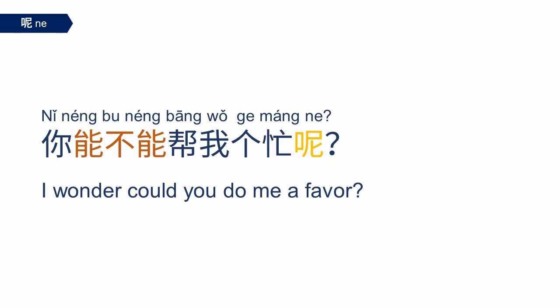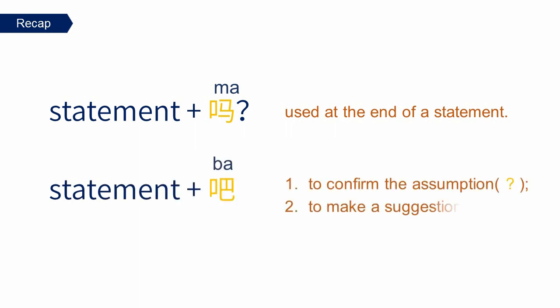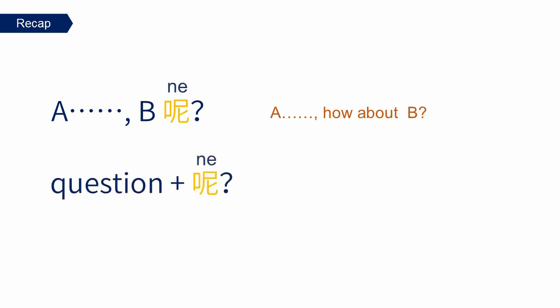Okay, quick review. 吗 is used at the end of a statement. 吧 is also used at the end of a statement, but 吧 is used to confirm an assumption or to make a suggestion. And this is 呢 two usages. First, how about like A blah blah B 呢 used as an abbreviated question. Second, 呢 is used with some question word together in a question sentence to soften the tones of a question.